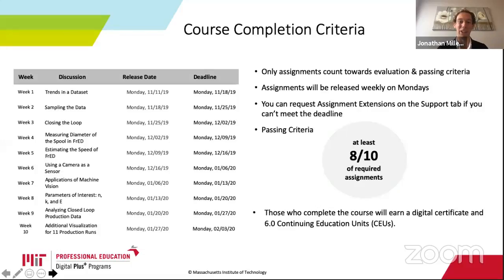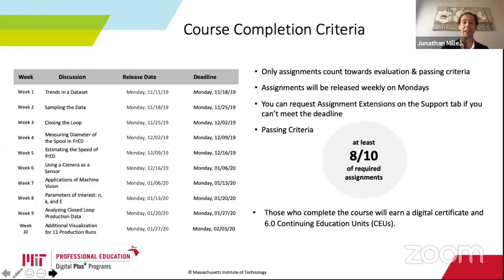So for course completion, it's only the assignments that count toward the overall evaluation and the passing criteria with respect to the certificate of completion. Assignments are released each week on Mondays, and you can request assignment extensions on a case-by-case basis using the support tab in Canvas if for some reason you can't meet the deadline. We understand and respect that everyone here is inherently a professional, and so sometimes things come up, and we'll be as reasonable as possible regarding that.